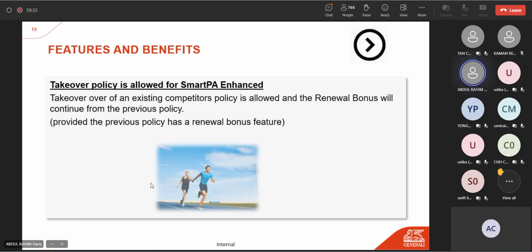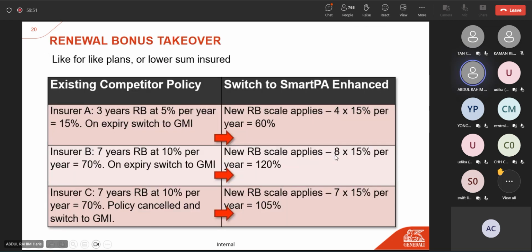The takeover policy, yes, we do allow takeover for Smart PA Enhanced. That means we take over the existing competitors' policies renewal bonus if there is a renewal bonus feature on the competitors' policy. We will actually give the renewal bonus based on the previous policy's renewal bonus.